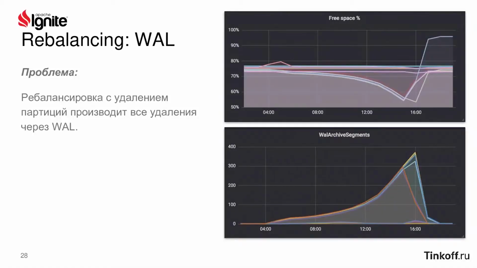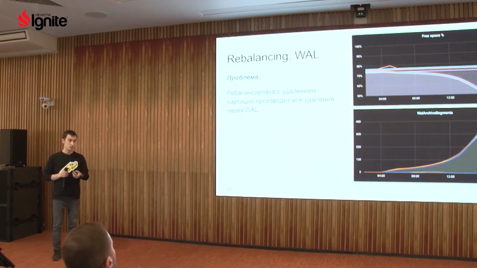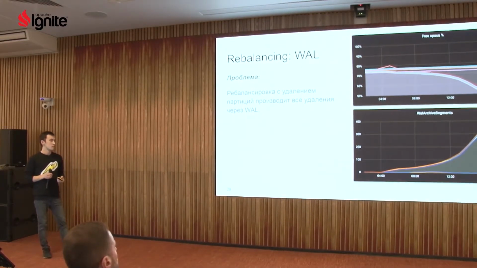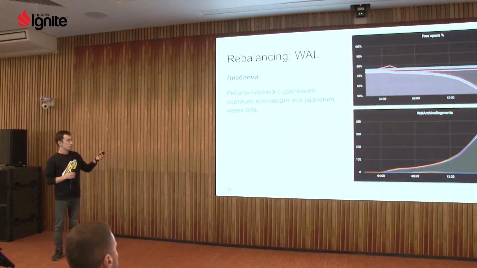My next point is the rebalancing problem. There are two ways of rebalancing data between nodes. First, nodes apply delta updates from WAL. The second way is that the node removes data locally and downloads the full partition from a remote server node. In the second case, if the node decides that the partition should be truncated and downloaded in full, all delete operations will be written to WAL.